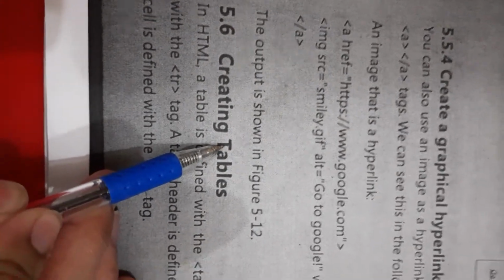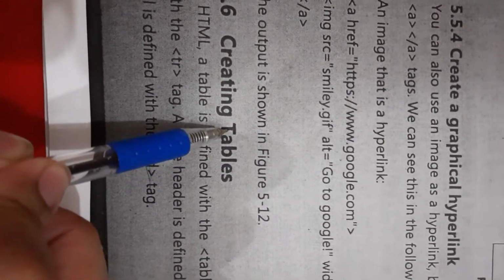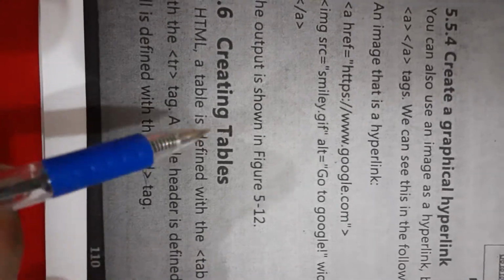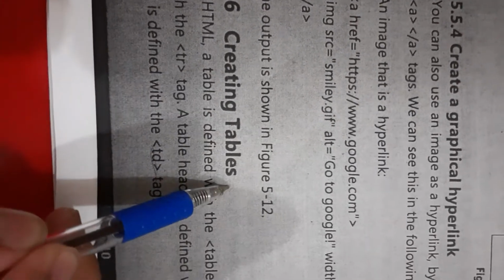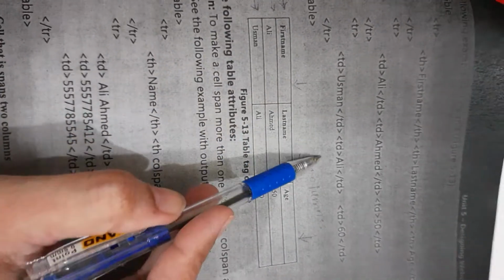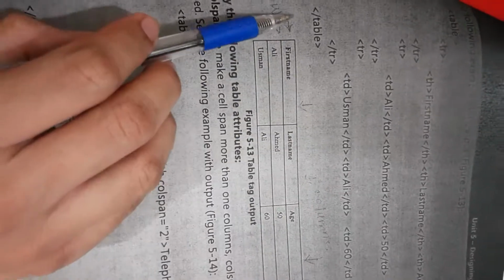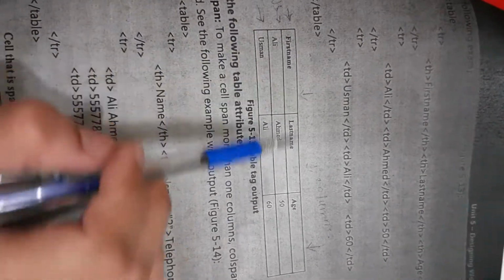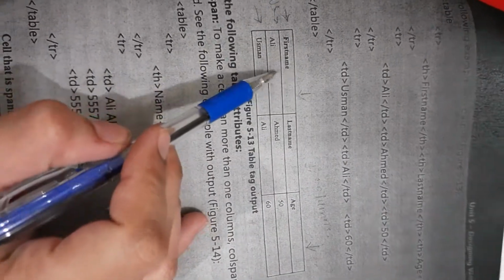Bismillahirrahmanirrahim. We are discussing chapter number 5, the last chapter of this book, and the last topic is creating tables. Before going into details of tables, I want to explain different components of the tables. Let's see, suppose this is a table, right? And these are called columns and these are called rows. So this is a table which has 3 columns and 3 rows.